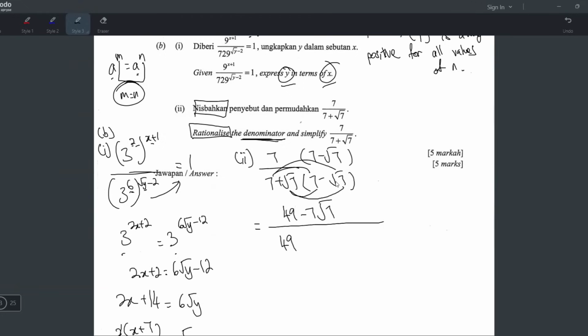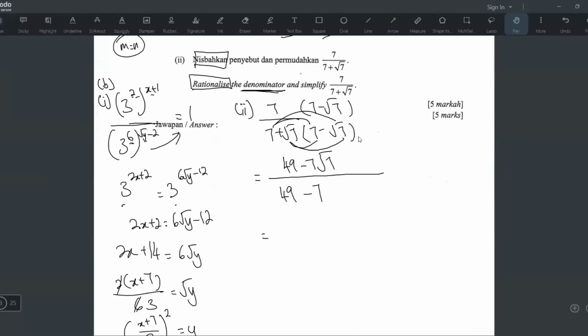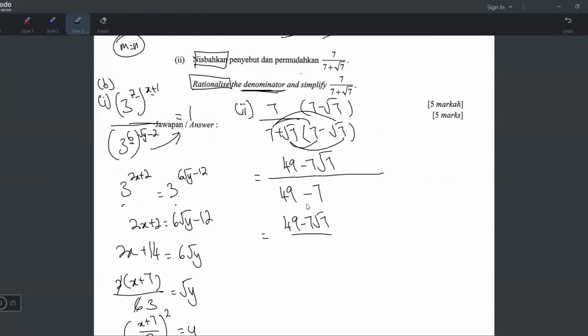Square root 7 times negative square root 7. That will be negative 7, because positive times negative is negative. And then square root 7 times square root 7 is just 7. Yeah, because square root A times square root A is A. You learned before, right? Okay, so after you do this, now you can do the bottom. Okay, 49 minus 7 square root 7. Okay, this one you can press. 49 minus 7 is 42.